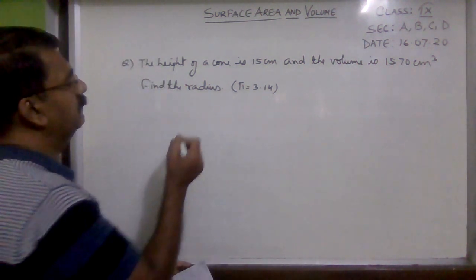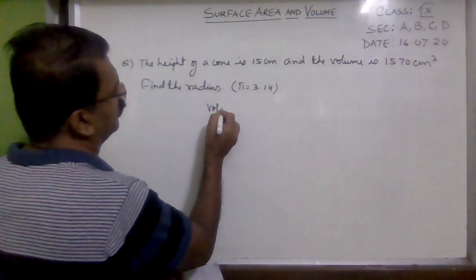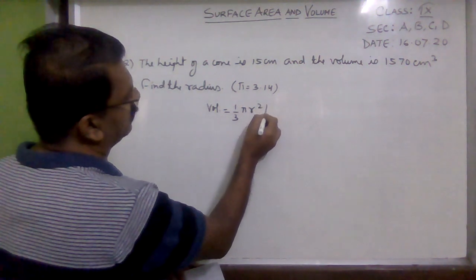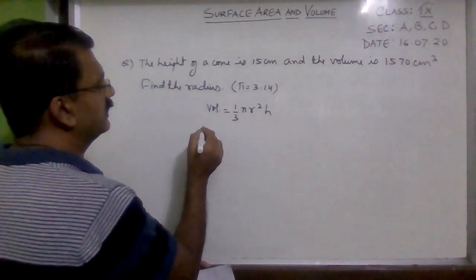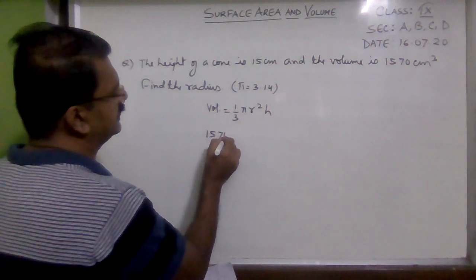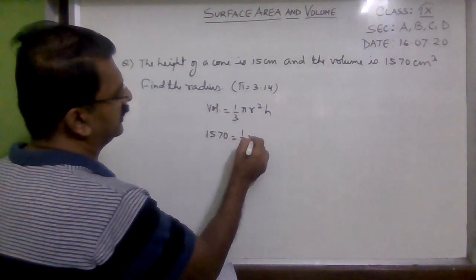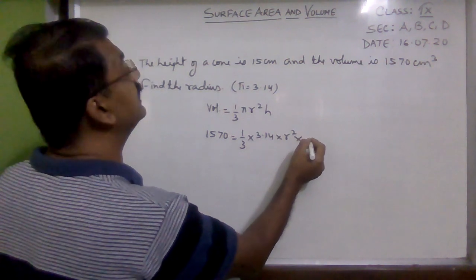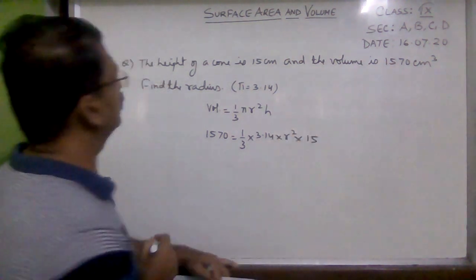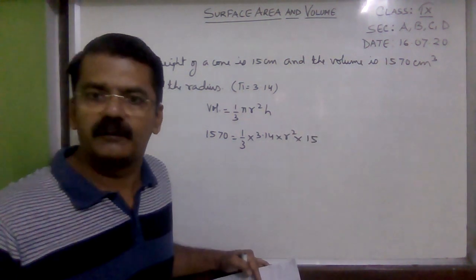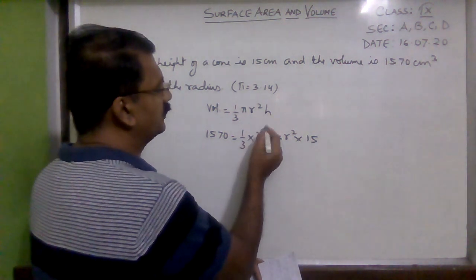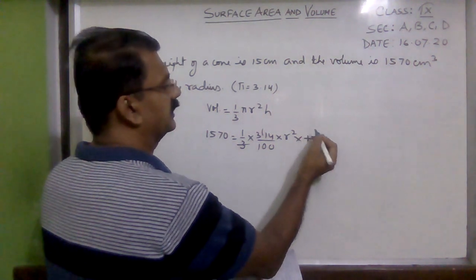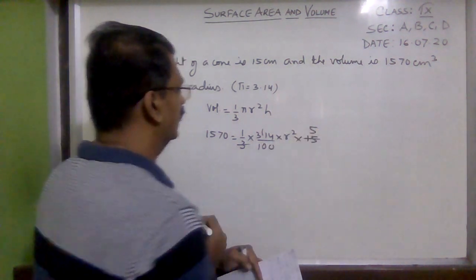So first of all, you know the formula for volume of a cone is 1 upon 3 pi r square h. The volume is given 1570 is equal to 1 upon 3 into pi is 3.14 into r square and the height is 15 centimeter. The height of the cone is given 15 centimeter. So if you remove the decimal, there will be 100 over here. 3 5s are 15.